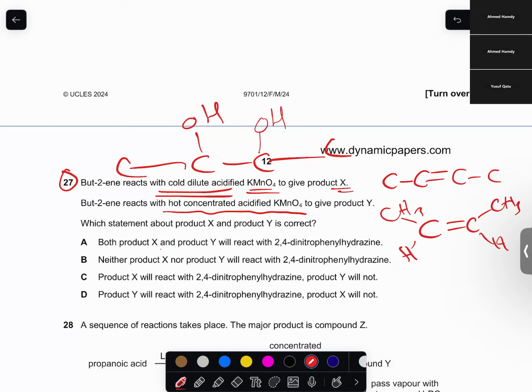Both X and Y will react with 2,4-DNPH. 2,4-DNPH only affects the carbonyl group, whether an aldehyde or ketone. So since we don't have aldehyde or ketone, neither of them reacts. Neither product Y or X reacts, right? Neither of them, product X will react, Y will not react, no. And product Y will react, product X is not, it's not the right answer.